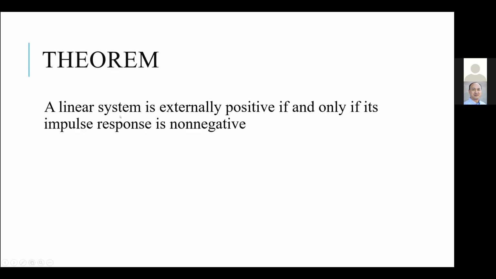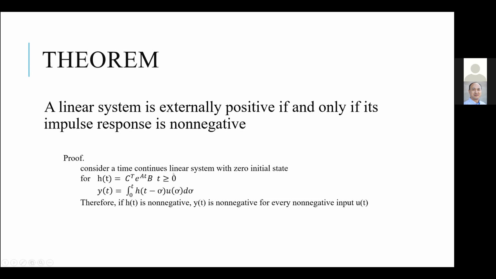Within the theorem, a linear system is externally positive if and only if its impulse response is non-negative. So what is meant by impulse response? This is a definition, with a short proof. Let's say you have upstream and downstream. When you add a single drop in the upstream, it results in either an increase or a decrease downstream. If the increase of one drop upstream results in an increase of the downstream, that system is a positive system. That makes sense, right?